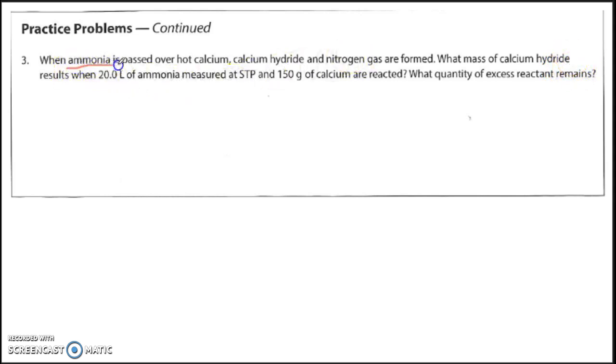So we are reacting ammonia and hot calcium. So ammonia is NH3. Hot calcium is just calcium metal, Ca, and it tells us that calcium hydride and nitrogen gas are formed. The easy one there is nitrogen gas. Nitrogen by itself is diatomic, N2, and calcium hydride. Well, calcium is a +2 charge. It's going to form with hydrogen there, so hydrogen's going to take a -1 when it does that, and that formula is going to be CaH2.